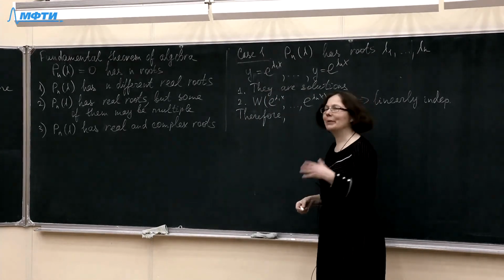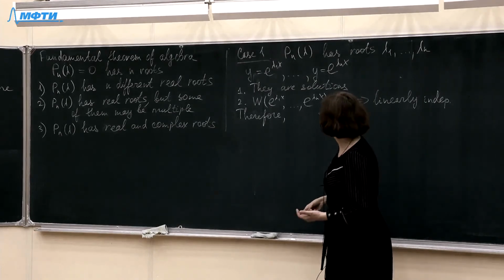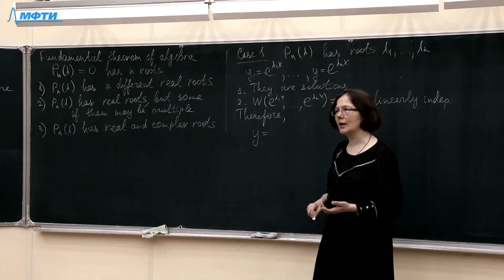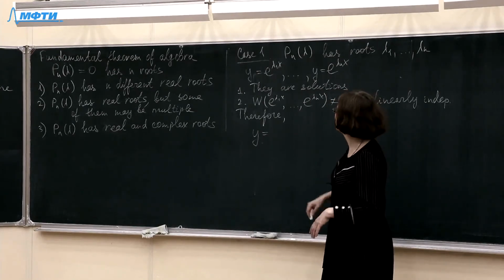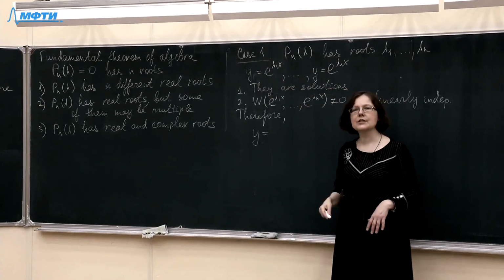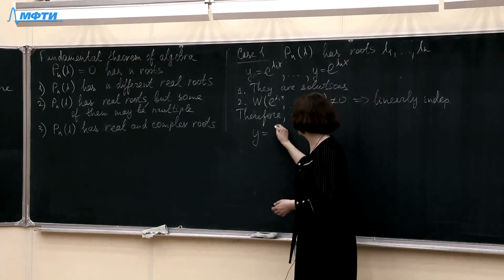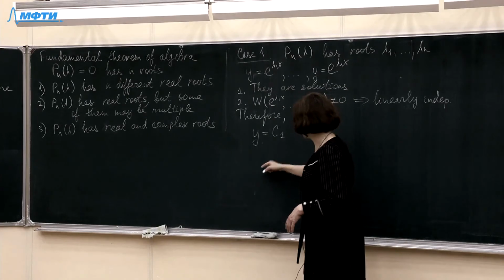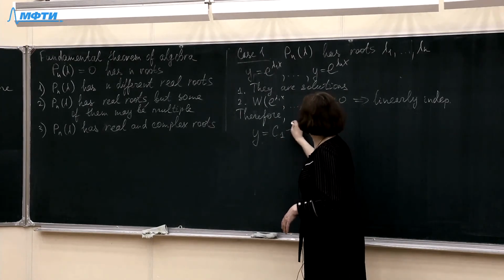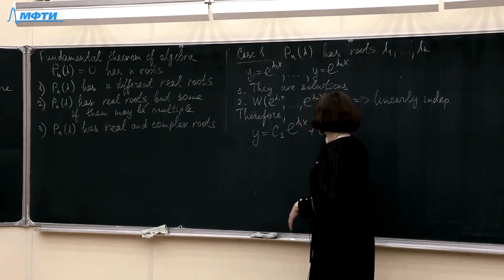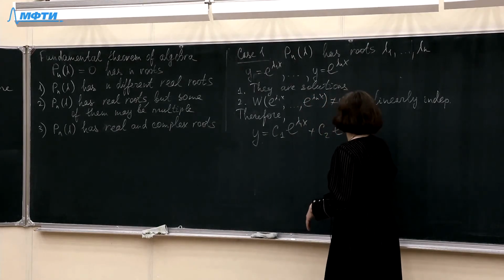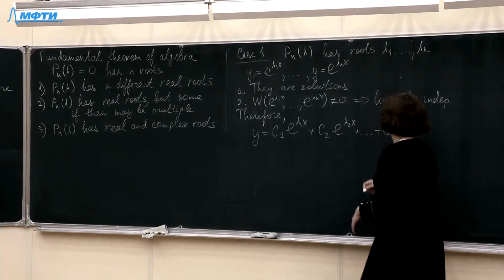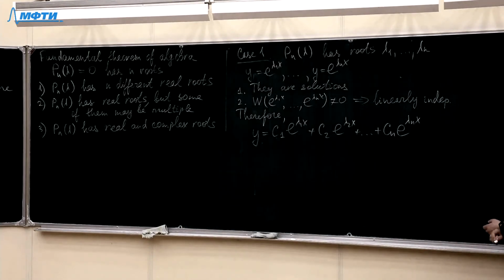Okay, and so applying theorem number 1, we can obtain the n-parameter family of solutions, by theorem number 1, proved today in the beginning of our lecture. Any linear combination of these solutions is also a solution. So the general solution will be given by the linear combination of these functions with any coefficients, right? C1 times e to the power lambda 1x plus C2 e to the power lambda 2x plus so on plus Cn e to the power lambda nx.